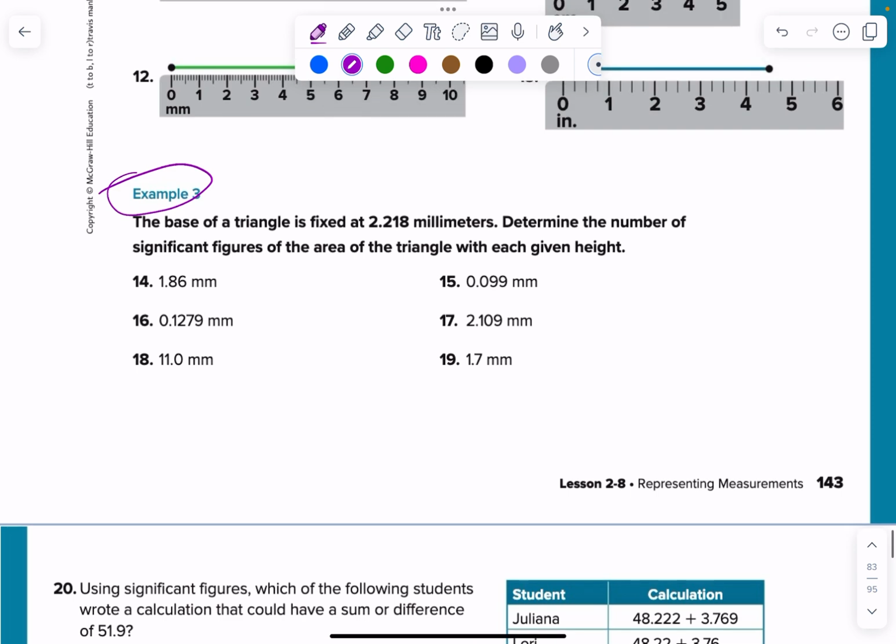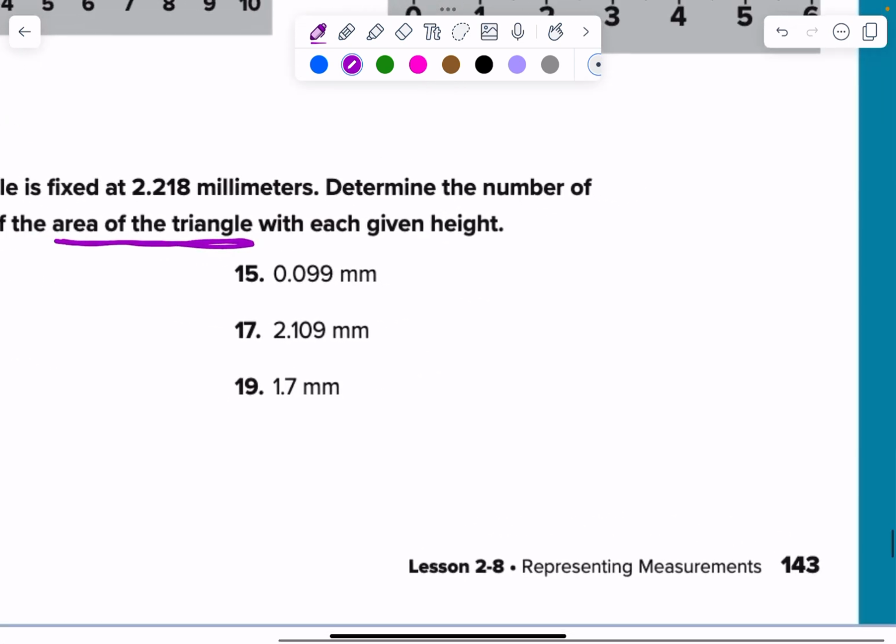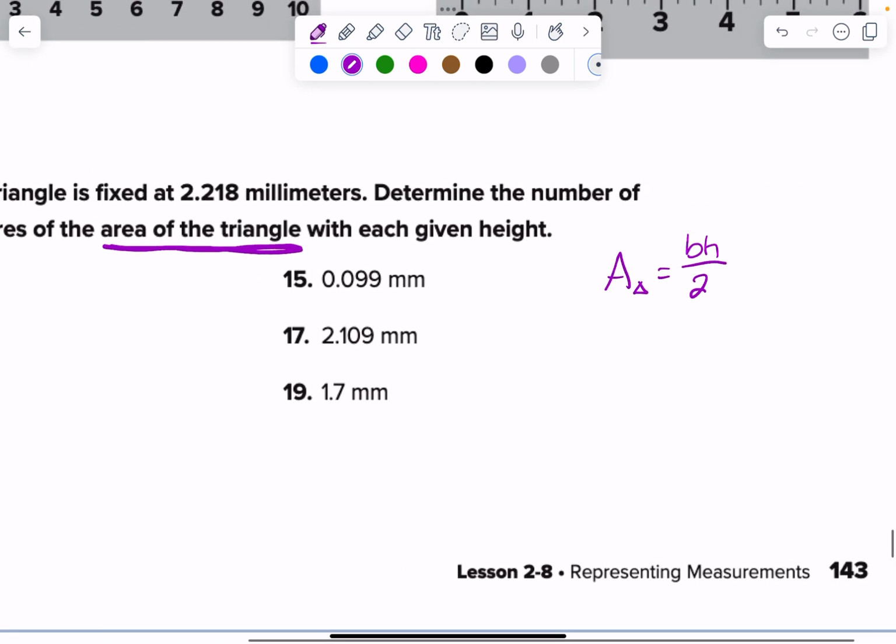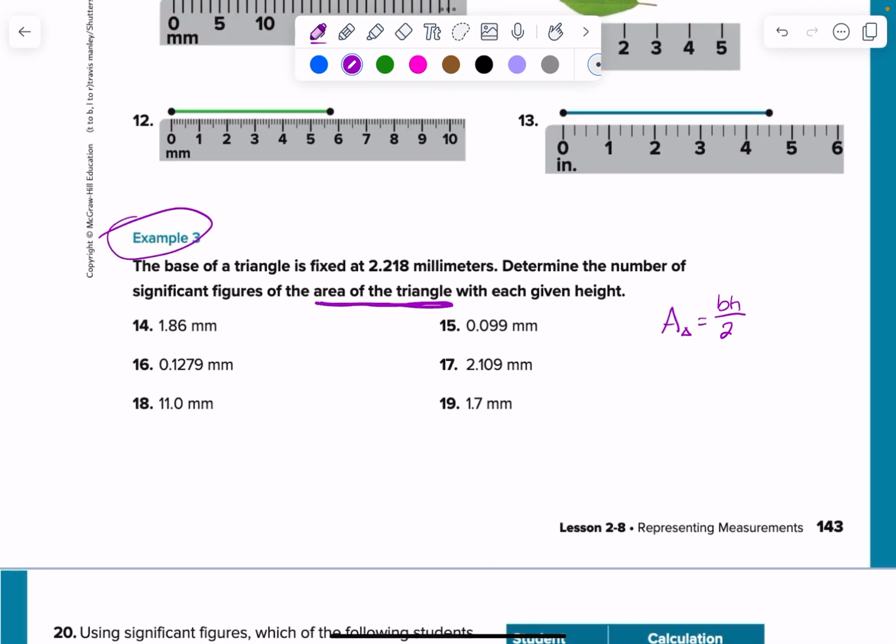When they're talking area of a triangle, by the way, this is one of the formulas that you have to know for this test, but area of a triangle is base times height divided by 2. So keep that in mind. That's what you're doing for this over here, okay? And then just make sure that you're always concluding it to the correct number of sig figs, okay?